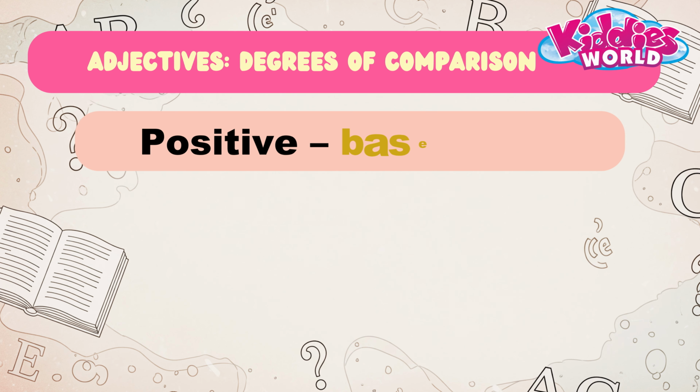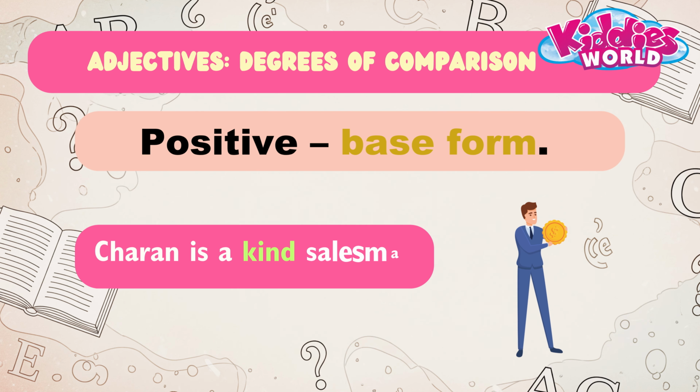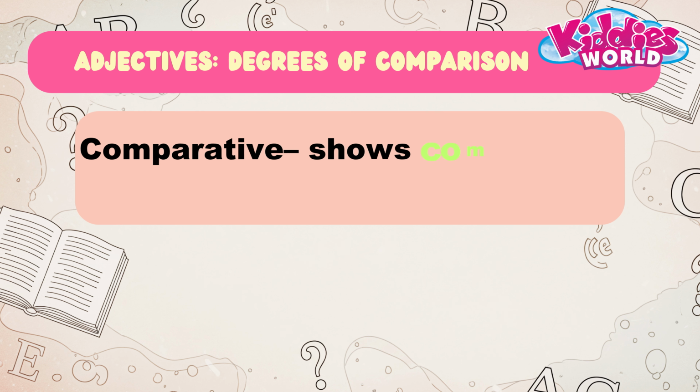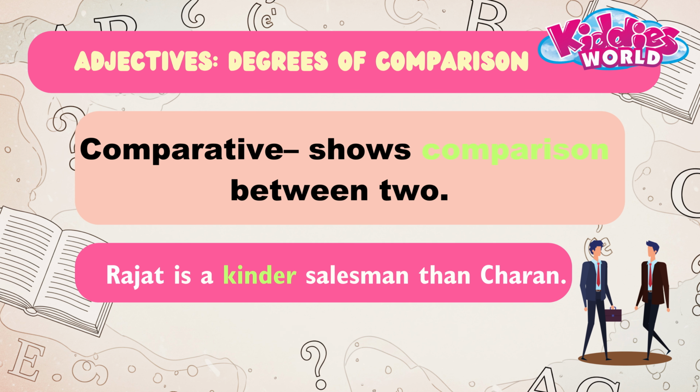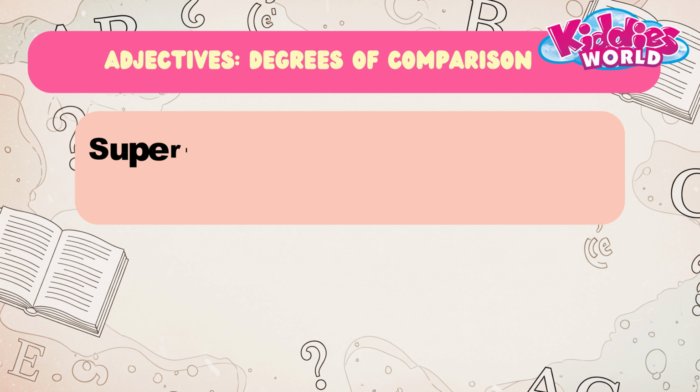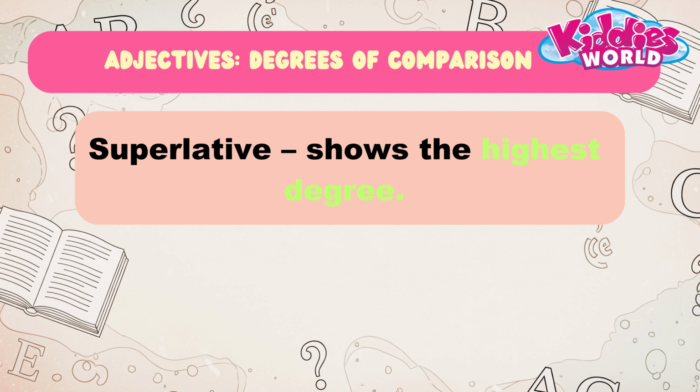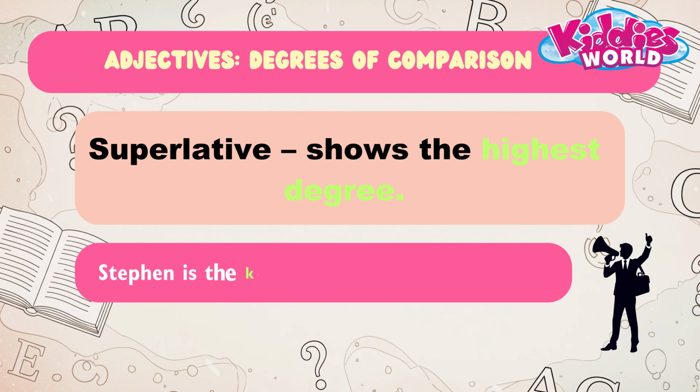Positive, base form. Example, Charan is a kind salesman. Comparative shows comparison between two. Example, Rajat is a kinder salesman than Charan. Superlative shows the highest degree. Example, Stephen is the kindest salesman in the market.